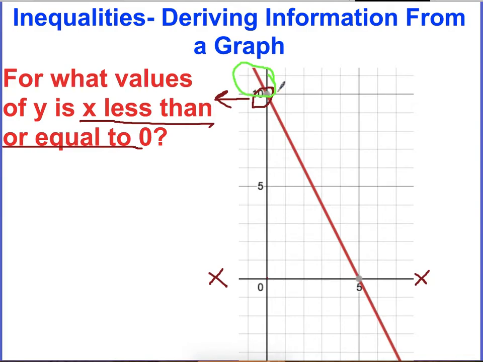What's the y value here? That's right, the y value is 10. So if I'm going to the left, that means that I'm also going up. So I see the y values increasing. So I'm going to say the y values are going to be greater than or equal to 10. I have to look at the x and y values carefully when I do these.